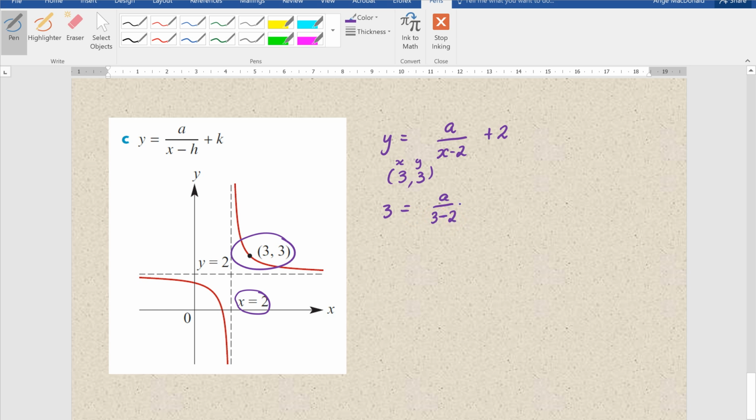because our x is 3, plus 2, and now we can just carry on and solve for a. So get rid of the plus 2, take 2, which is 1. That's a over 1, so a is 1. Okay, hopefully that helped. Good luck.